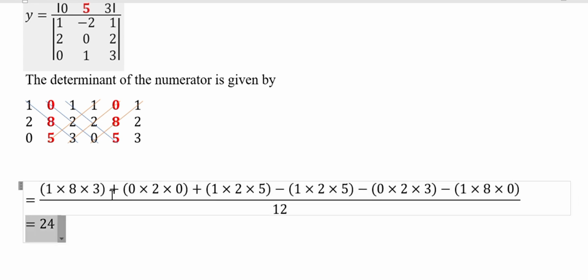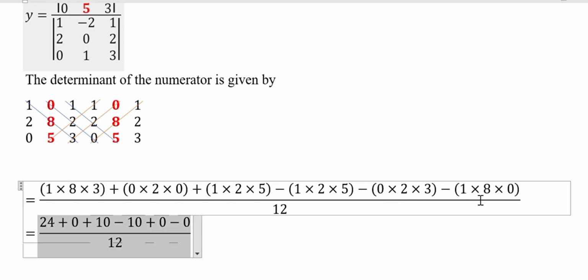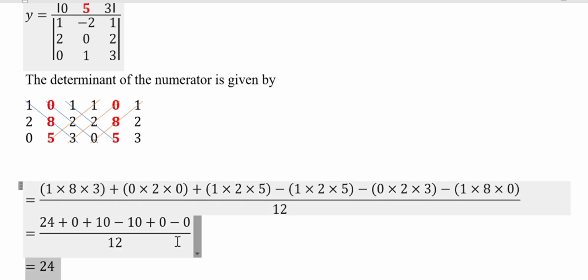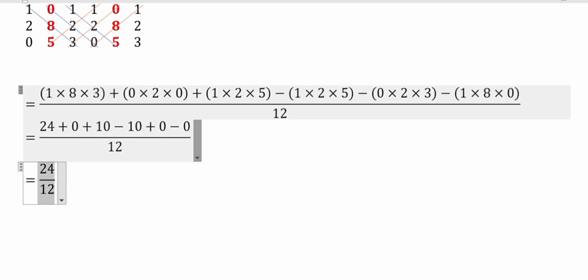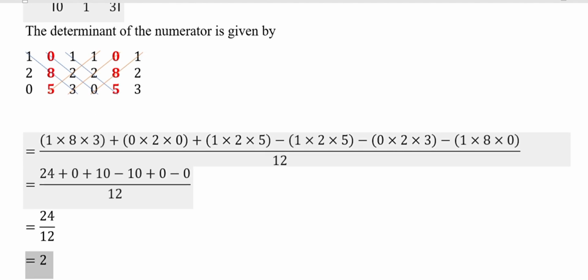So we have 24 plus 0 plus 10 minus 10 minus 0 minus 0 over 12. That is equal to 24 divided by 12, and that gives you 2. So that means the value of y is equal to 2. Here I've used the second method of getting a determinant of a 3 by 3 matrix. Then we now go and work for z.